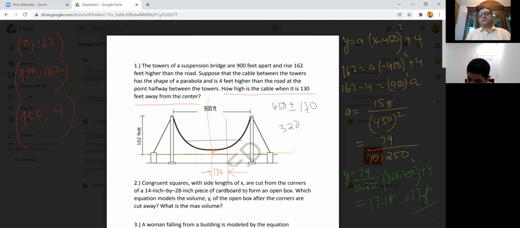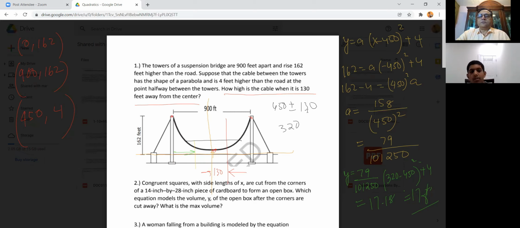So the first step should be to find the equation of the parabola. Then you can substitute and figure out the actual distance from the origin, right? Which is going to be 450 minus, I mean, you have to figure out this difference, right? So then you can get your right answer. Perfect.